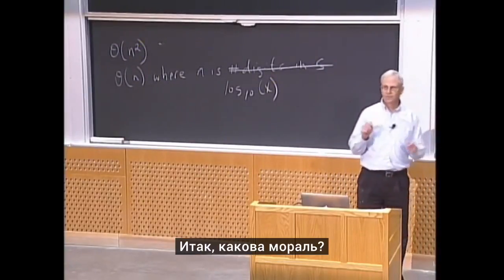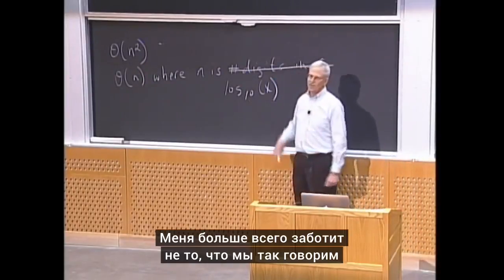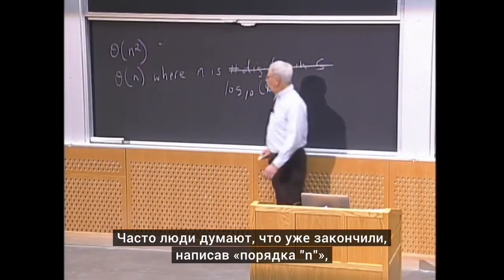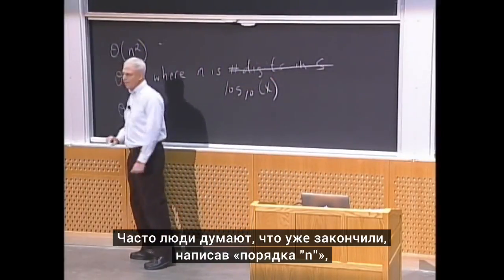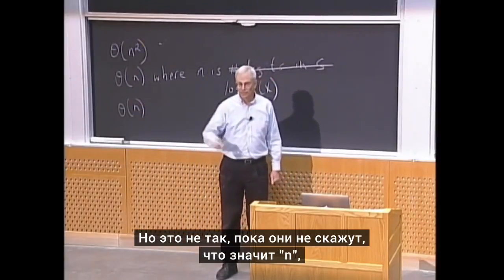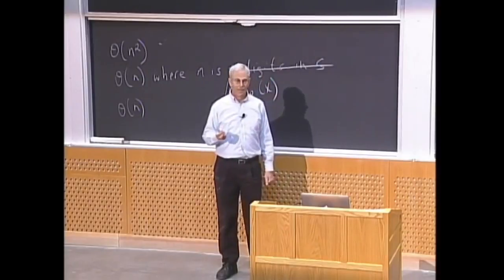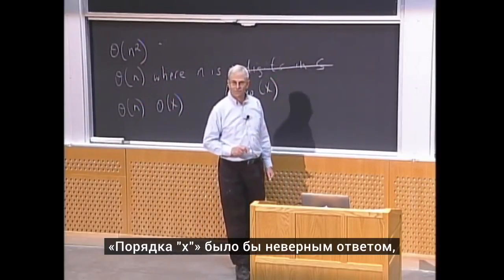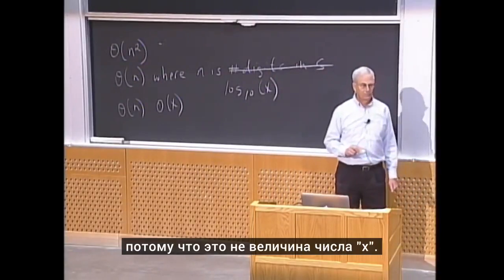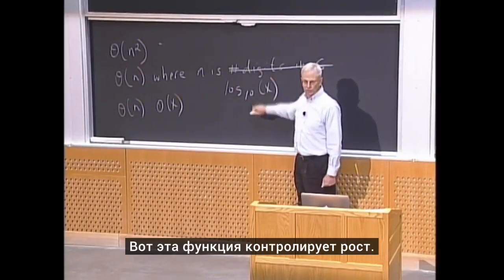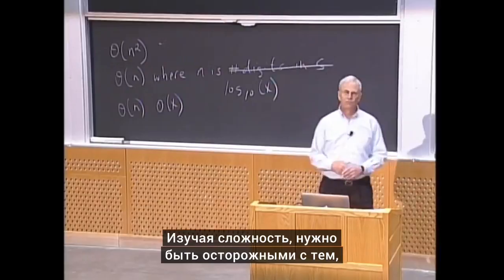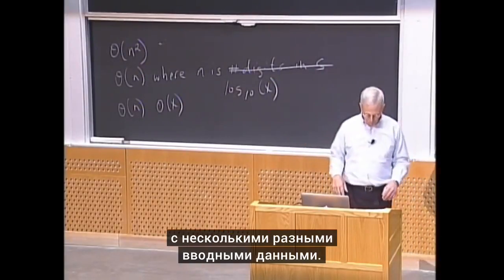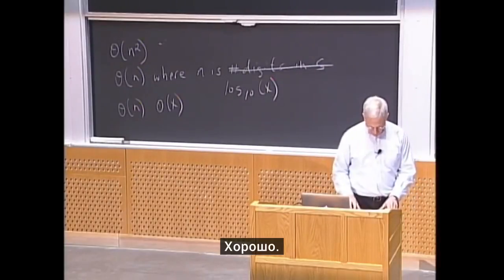Now, what's the moral here? The thing I really care about is not how you talk about the number of digits in an int. What I care about is that you always have to be very careful. People often think that they're done when they write something like order n, but they're not until they tell you what n means, because it can be pretty subtle. Order x would have been wrong, because it's not the magnitude of the integer x that controls the growth. So whenever you're looking at complexity, you have to be very careful what the variables are. This is particularly true when you look at functions with multiple inputs. Okay.